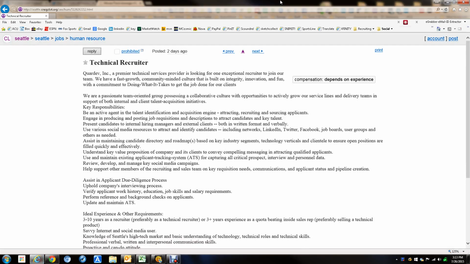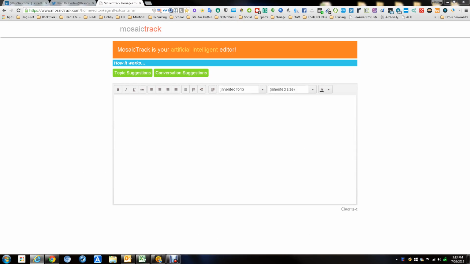Hi, this is Dean DeCosta, and today we are going to be talking about a new tool, a free tool that's out there by the Mosaic people. This particular cool tool is called Mosaic Track, and it's an artificial intelligent editor. A really cool tool that does some very interesting things.